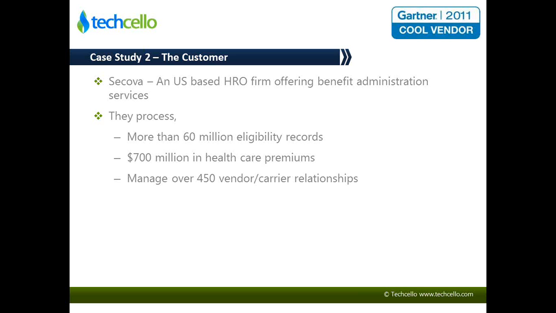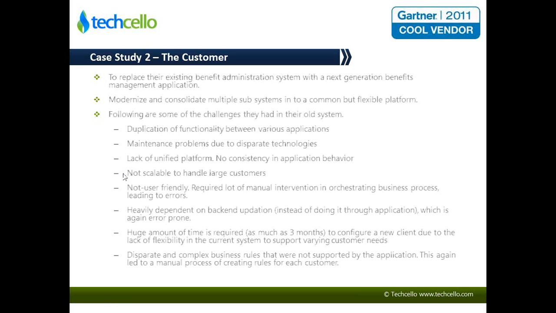So they process more than 60 million records for eligibility verification, and they deal with close to around 700 million in healthcare premiums, and overall they manage close to around 450 vendor and carrier relationships. So Sequoia had a need to replace their existing benefit administration management system.